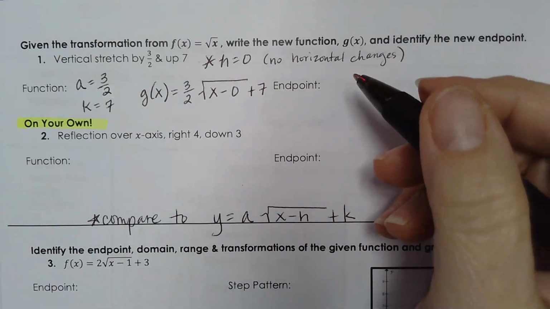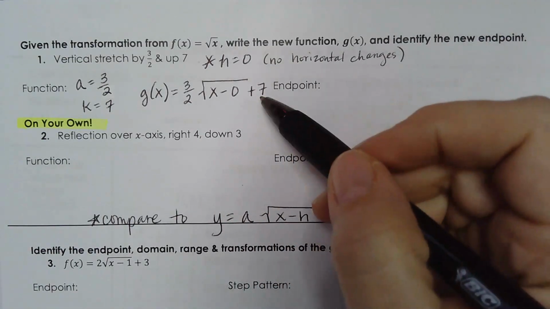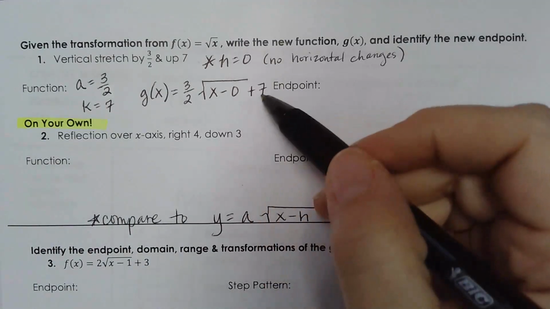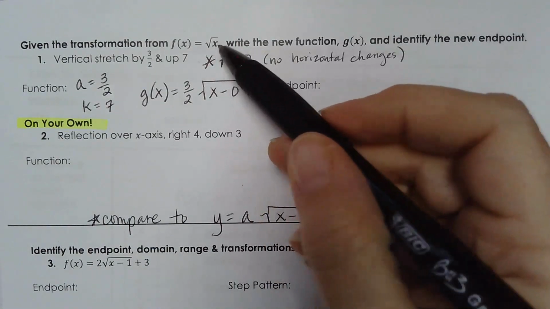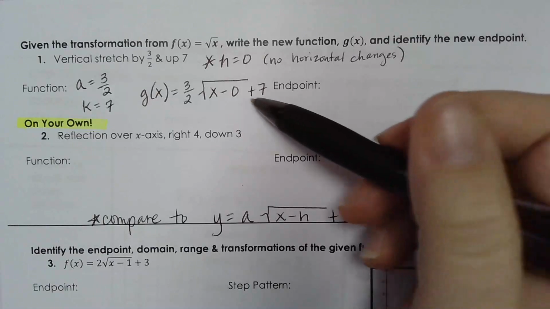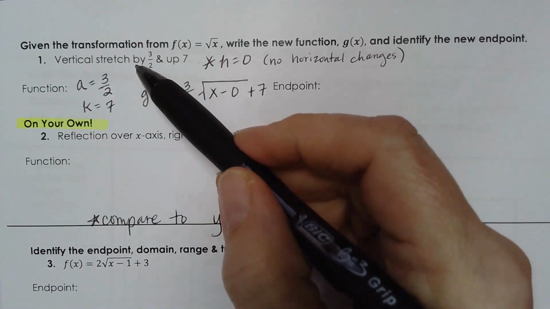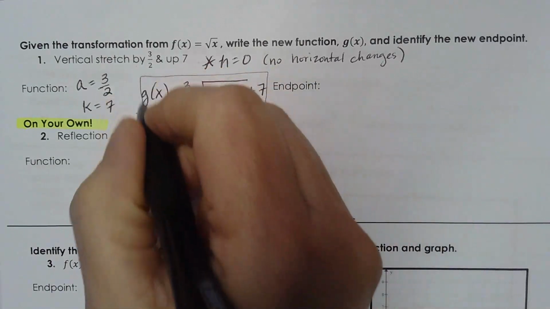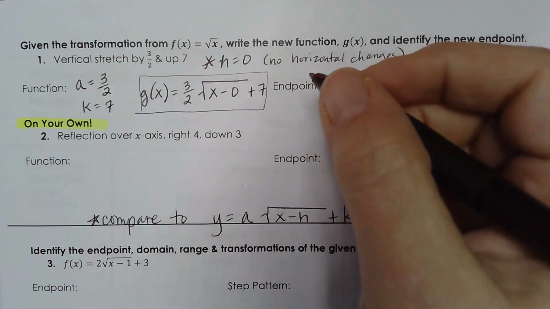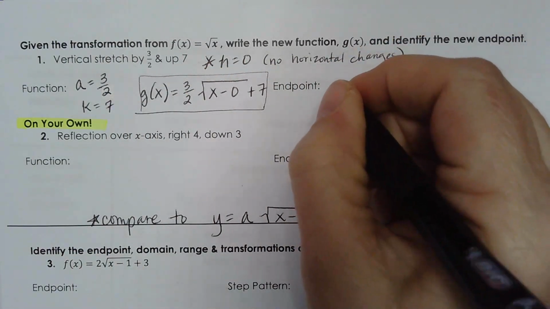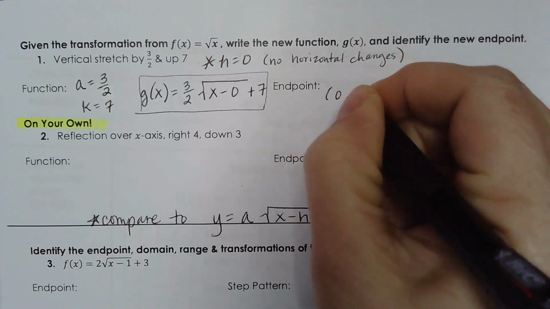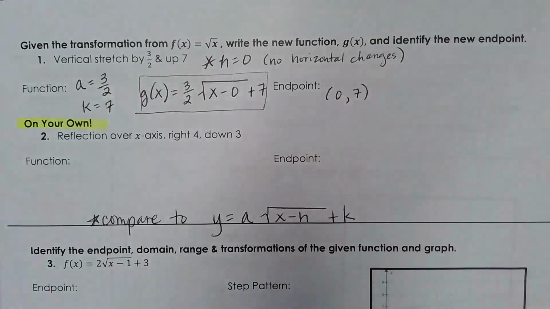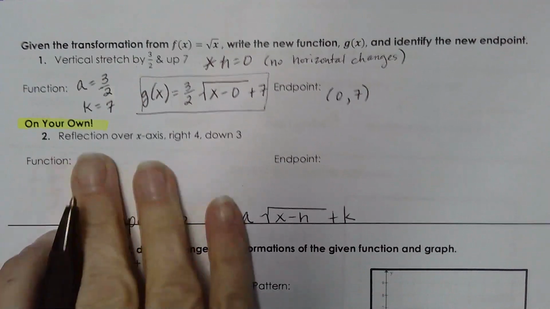If you want to type into the calculator and check yourself, you could graph this and look at it compared to square root of x and make sure that you would describe it this way. And hopefully you would. Endpoint is (h, k), so my endpoint is at (0, 7). And you do this one.